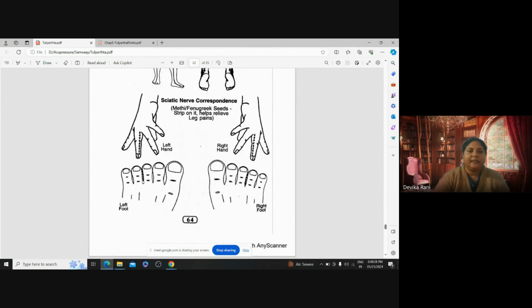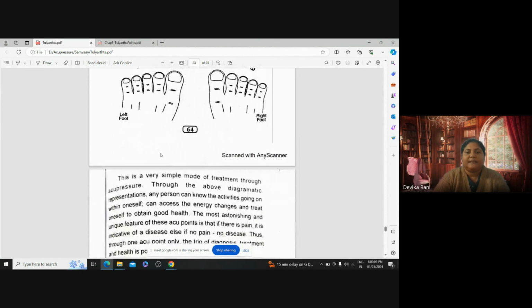Similarly over here on the side, on the foot as well, between these two toes will be your sciatic nerve. According to the similarity principle, the sciatic nerve will run here, and you can apply the fenugreek seed strip, or you can put a color, or you can stimulate it. Whatever mode you want to use, you can use accordingly. But it's very important to understand the principle.